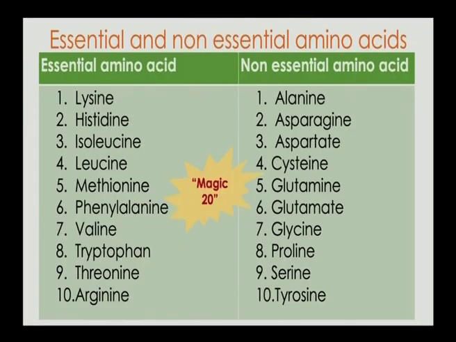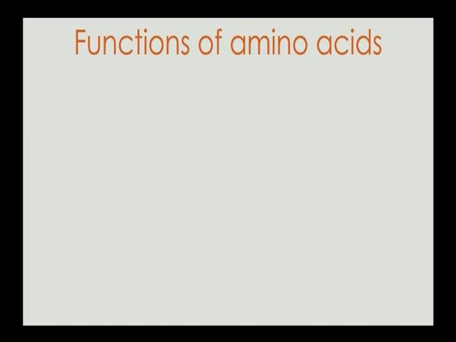Together, the 10 essential amino acids and 10 non-essential amino acids are called the magic 20. This term was coined by one of the discoverers of DNA, Francis Crick. He called all these amino acids the magic 20 because, starting from bacteria to man, all these amino acids are used in the synthesis of protein, which is the reason why Francis Crick termed all these amino acids the magic 20.